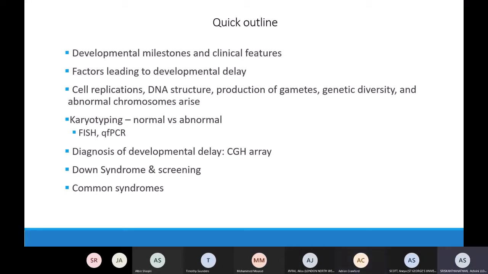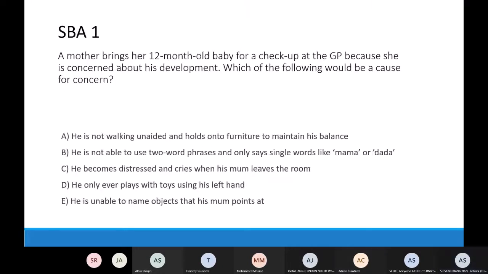Okay, so we'll be starting off with an SBA. We've got a mother who brings her 12-month-old baby for a checkup at the GP because she is concerned about his development. Which of the following would be a cause for concern?